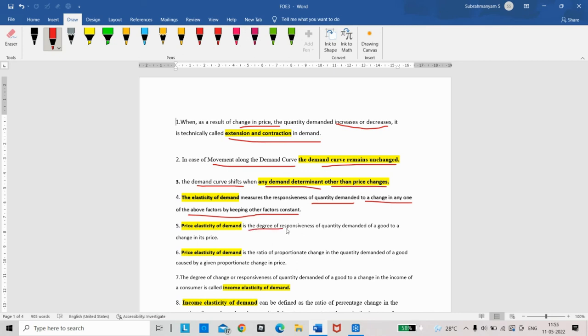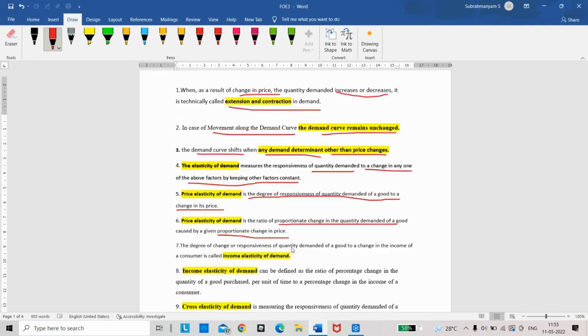Dash is the degree of responsiveness of quantity demanded of a good to change in its price, that is price elasticity of demand. Responsiveness of the quantity demanded to change in its price. Dash is the proportionate change in the quantity demanded to proportionate change in the price, that is price elasticity of demand.